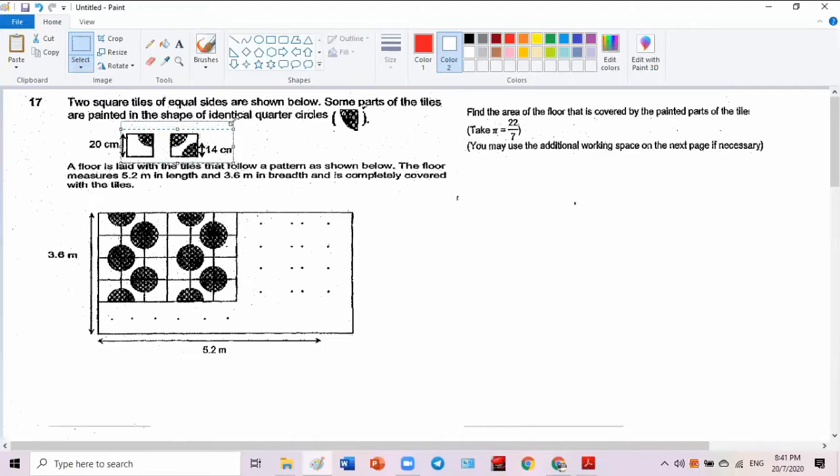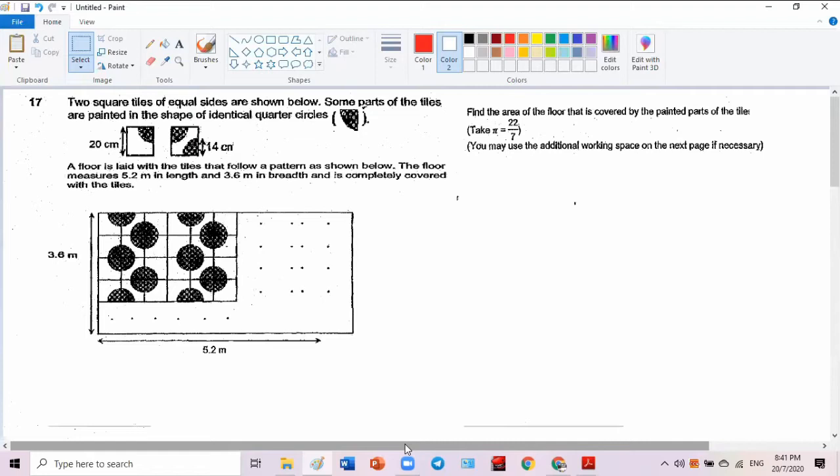Like they are squares. Now, look, squares now. You see? Two square tiles of equal size are shown. But some parts of the tiles are painted, right? One tile, both 20, 20 actually. One tile is painted with a quarter circle. The other tile is painted with a quarter plus a quarter, which is a half. Yes?